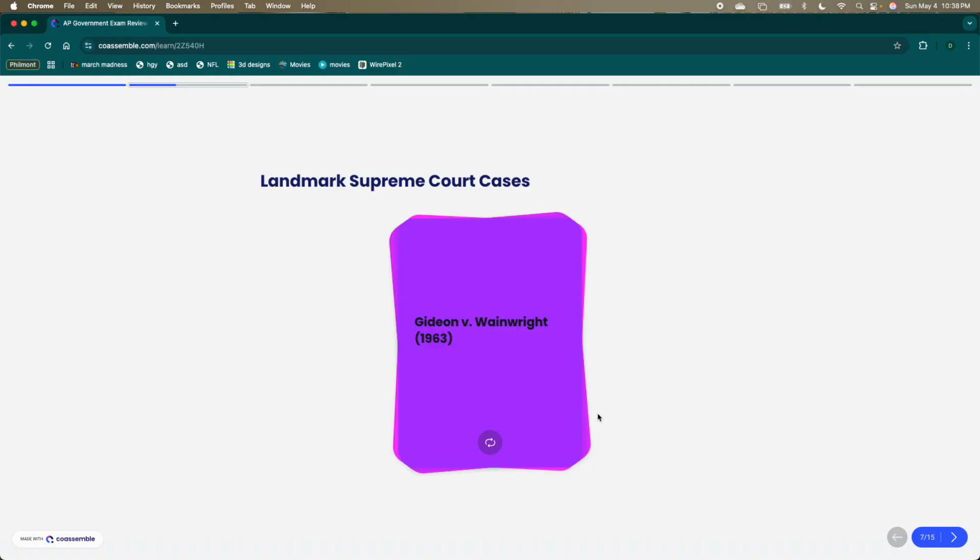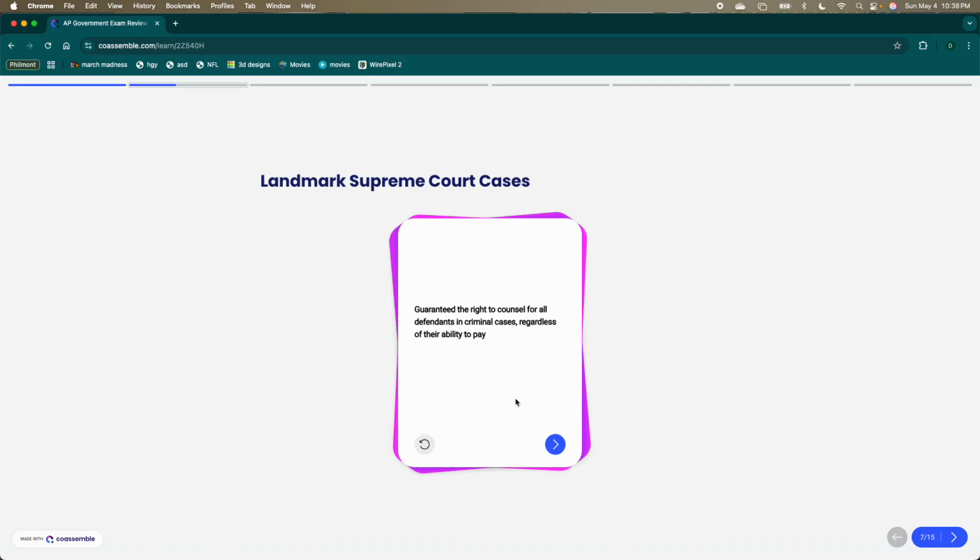Next up, we've got Gideon v. Wainwright. So this is one of the first cases that we're going to see that uses selective incorporation, which is a part of the 14th Amendment that allows for the Bill of Rights to be covered not only in the federal government, but also in the states. So in this, the Sixth Amendment right to counsel was extended to states, not just the federal government. Now, the way this works is through the Due Process Clause of the 14th Amendment, which allows for selective incorporation, which allows for the Supreme Court to rule that the Bill of Rights can be applied to state governments as well, not just federal governments.